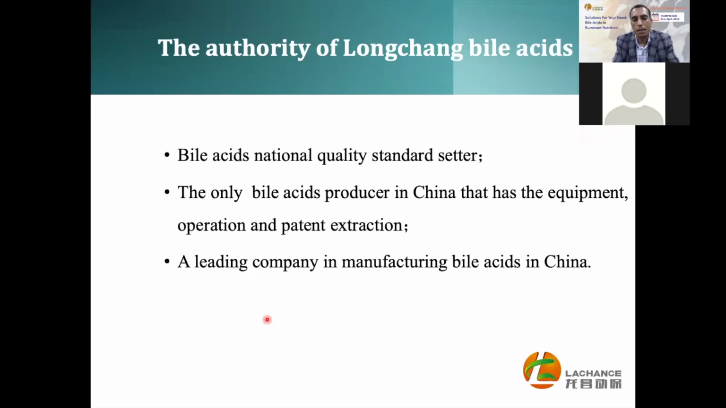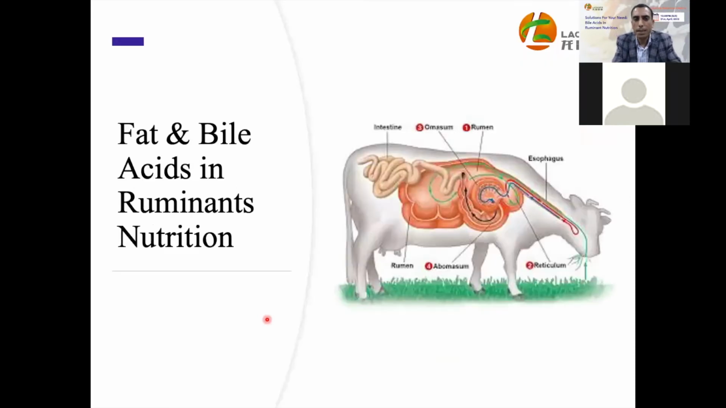Bile acid is the first product approved for use in the animal production sector, in beef and also in monogastrics and aquaculture. The company is a leading one and a pioneer in bile acid in China and also in the world, since this is the first group and the first product used in the world.